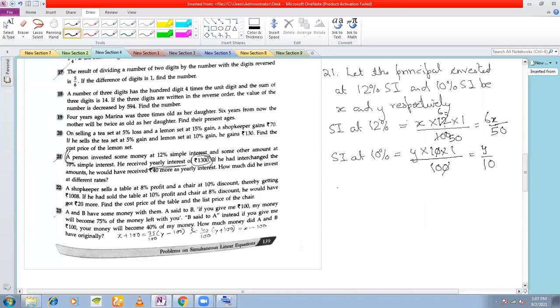What is the total interest he is getting? 1300 rupees. So how much interest is he getting at 12%? 6x by 50. And at 10%, how much interest? y by 10. These total up to 1300. So now you can take the LCM here.